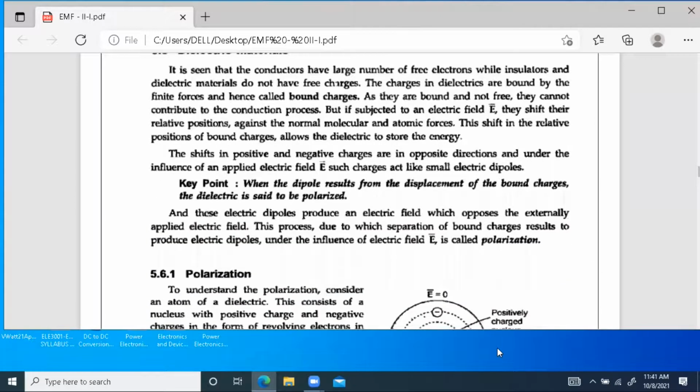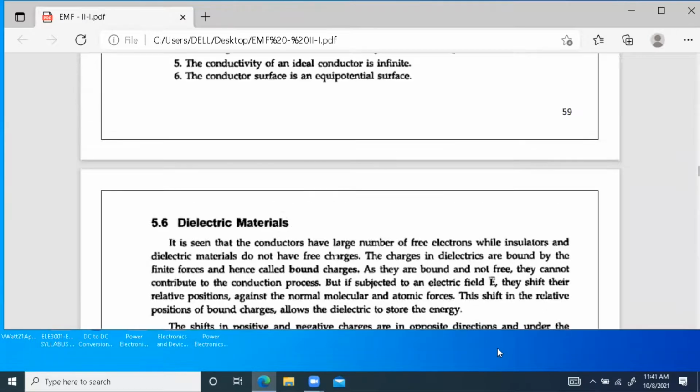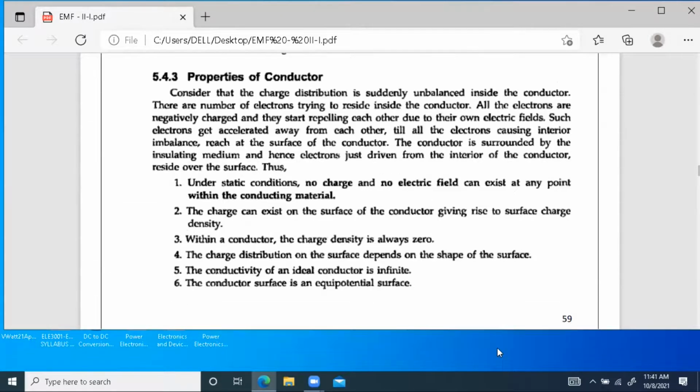Oh wait, sir, I have one more question. Go back up. When it's within a conductor, the charge density is always 0. It means when it is static, or like just always?